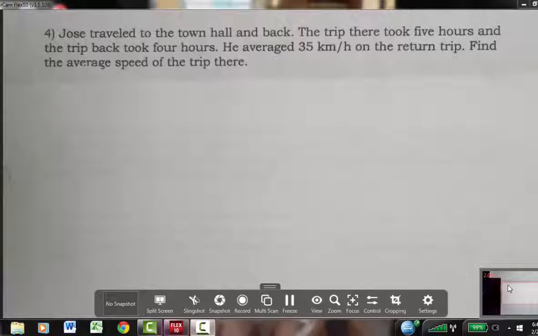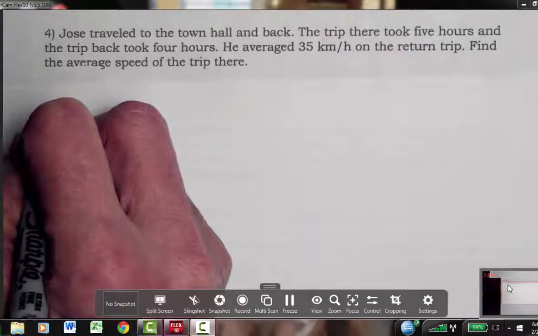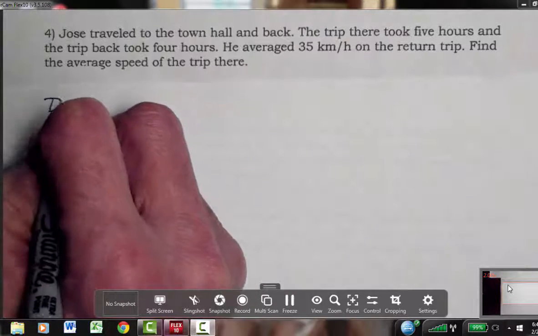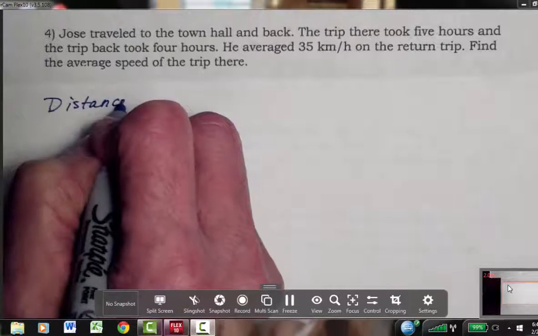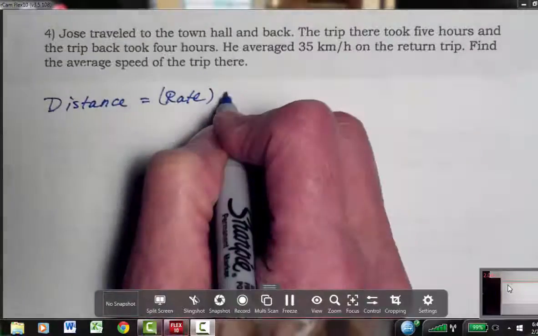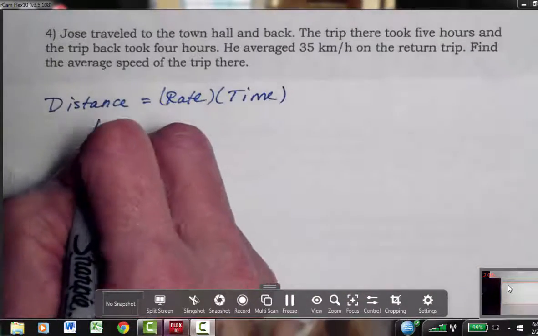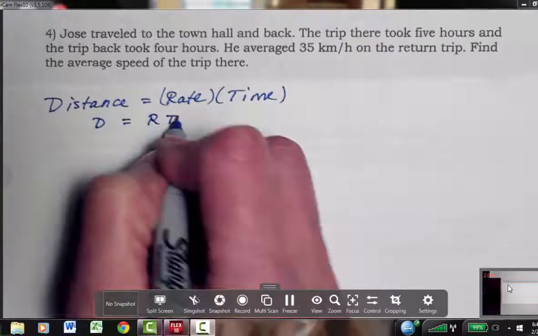This is a uniform motion problem, and uniform motion problems are also called DRT problems. The reason they're called DRT is because they deal with the distance, and the distance is equal to your rate times your time. So we usually abbreviate this D is equal to RT.